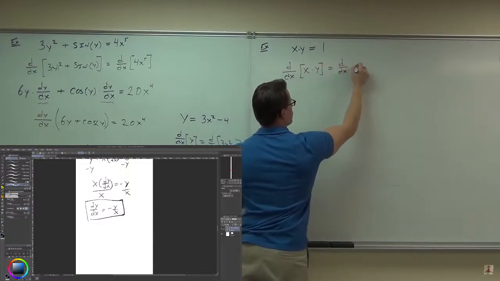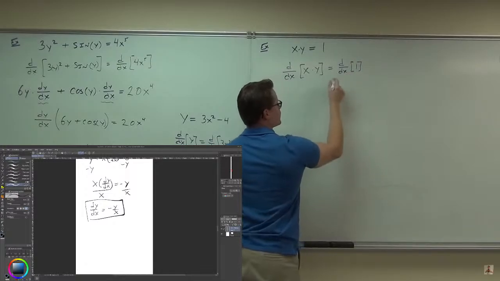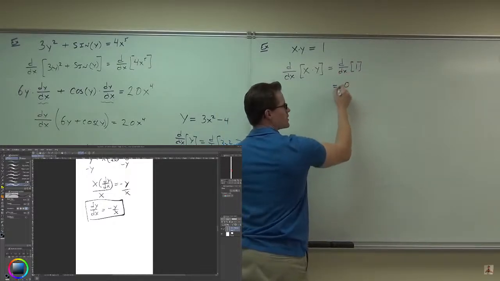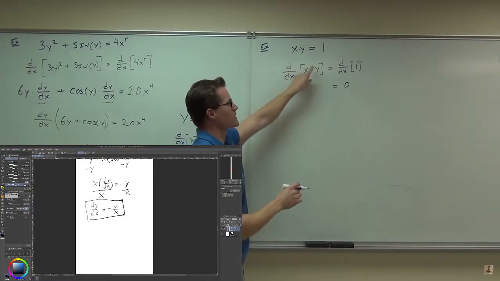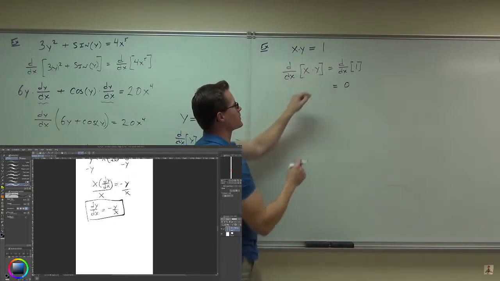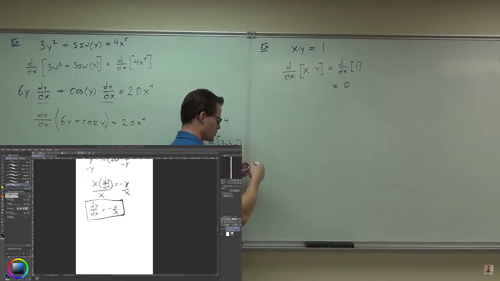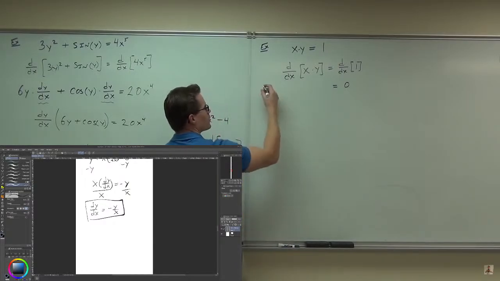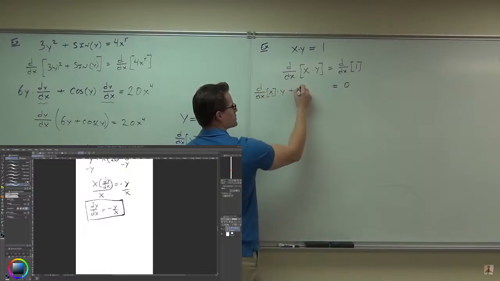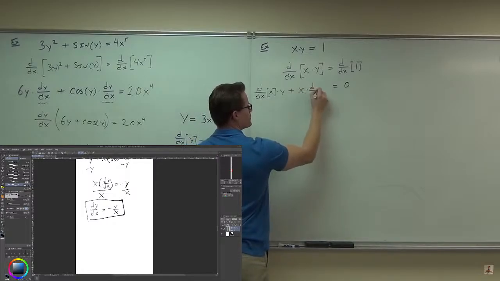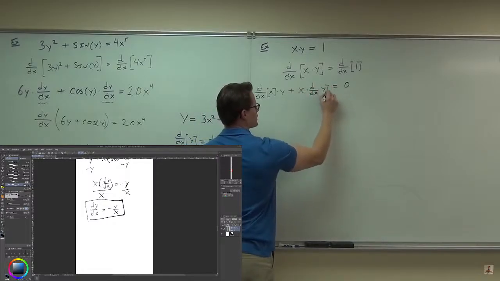d dx of 1. What's d dx of 1? 0. So don't forget about that. You always take the derivative of both sides. d dx of x times y, that's a function of x times a function of x, and that implies the product rule. So let's do derivative of the first times the second plus the first times the derivative of the second.